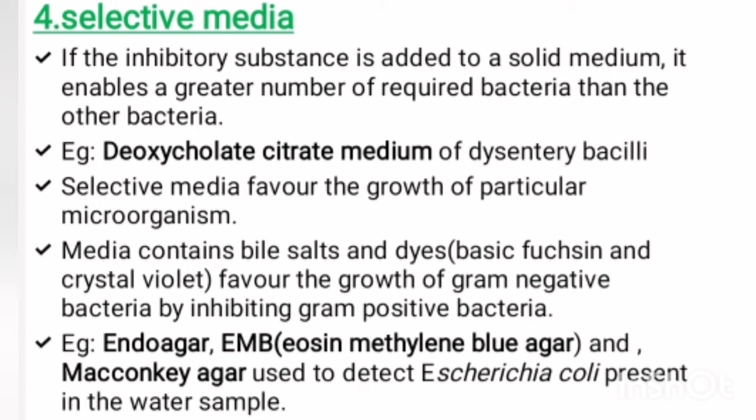Some media contain bile salt and dyes, dyes like basic fuchsin and crystal violet. This will favor the growth of the gram-negative bacteria by inhibiting the growth of gram-positive. These dyes have no effect on the growth of gram-negative bacteria. So the inhibiting substance, that is the dyes and bile salt, inhibit the growth of gram-positive.